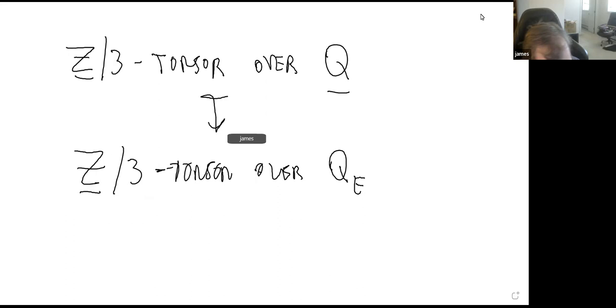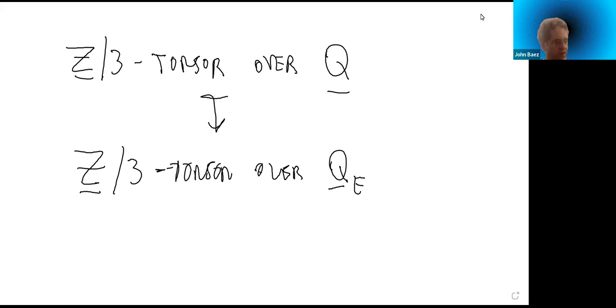And those really are easy to understand, because the group Z mod 3 splits over the Eisenstein field. So to classify the Z mod 3 torsors over the Eisenstein field, you're basically just taking cube roots of numbers in the Eisenstein field, and it doesn't matter if you change them up to a cubic factor, it's still giving you the same Z mod 3 torsor. But this is very non-surjective, so it creates a question of what's the image of this?